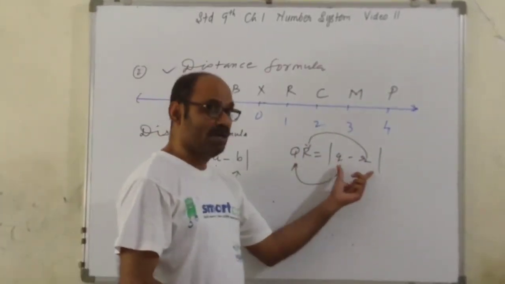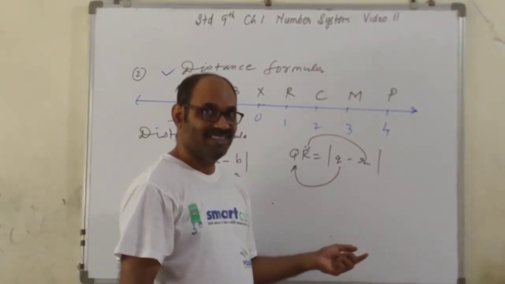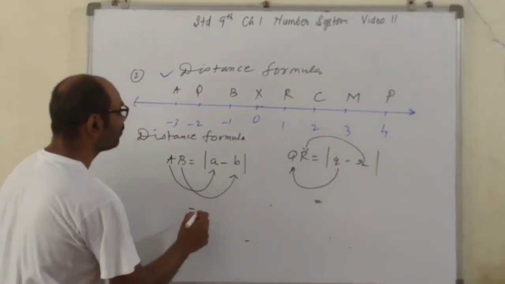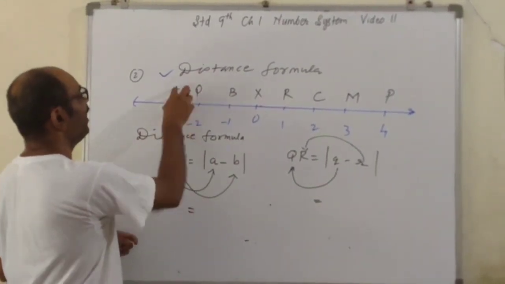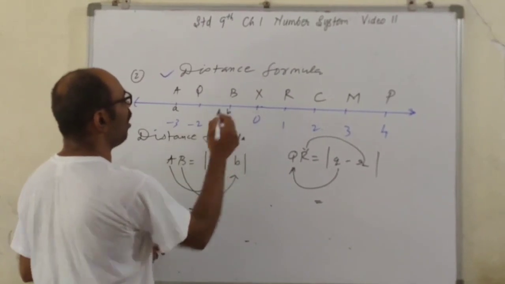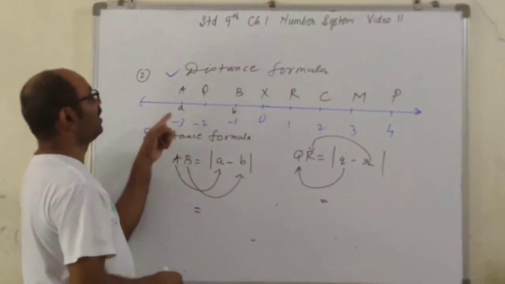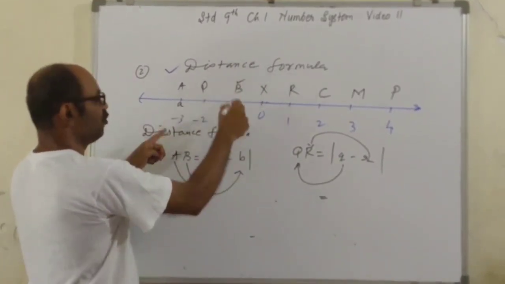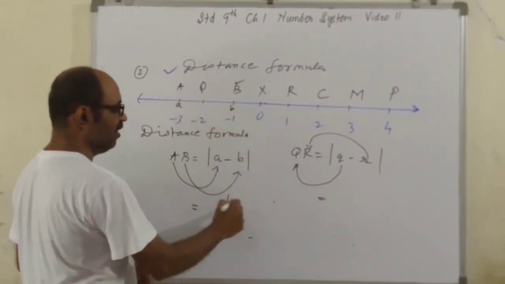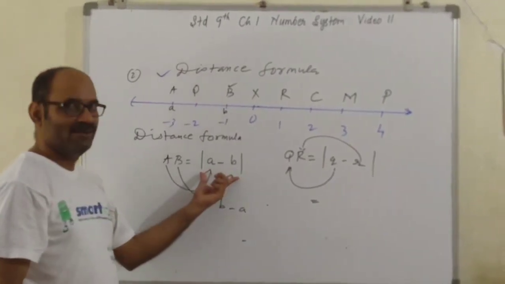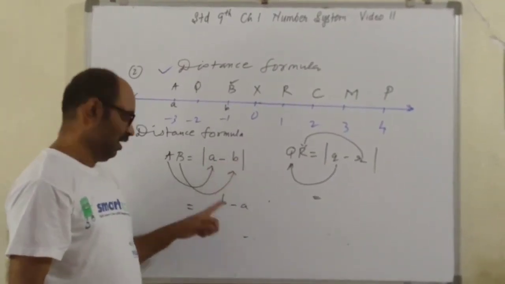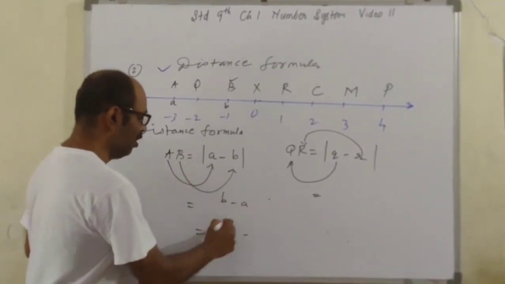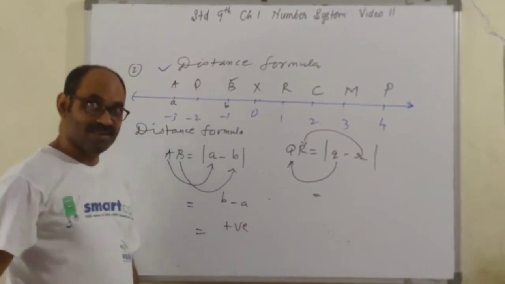Now what does this absolute value or modulus value say? If you want to remove the modulus, okay, fine. Here, this is small a, the number corresponding to A, and this is small b, the number corresponding to B. Which is the bigger number? If you look at the number line, B is to the right, so b is bigger. So the absolute value of a minus b is the bigger value minus the smaller value. So the answer would always be positive.